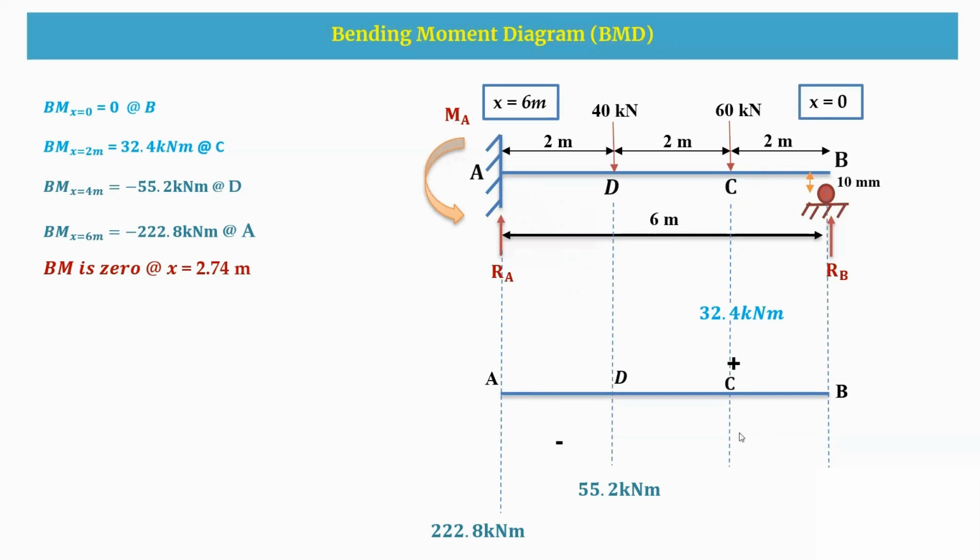Now I'm just joining all these things. B to C positive, and C to D it is negative, and again D to A it is negative. So this is the bending moment diagram, and the bending moment is 0 at X equal to 2.74 meter. So this is the final bending moment diagram representing all the bending moment values as well as where you are getting the bending moment as 0. What is the distance?